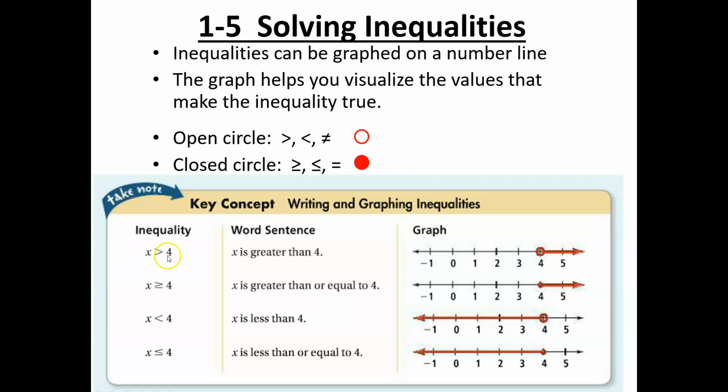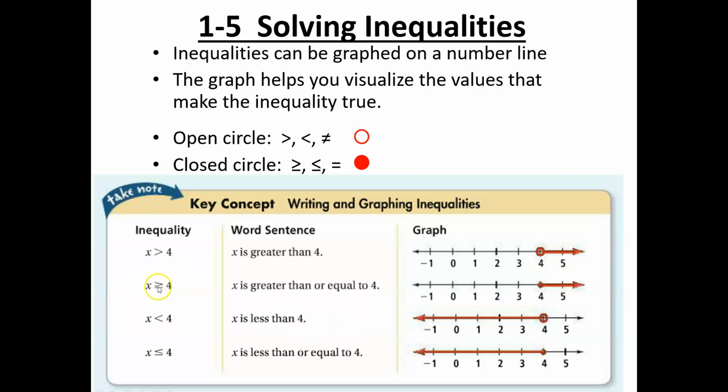We have x is greater than 4. Because it's just greater than, we use the open circle. And then we look to include the numbers that are greater than 4. So you say, okay, there's 4. Which is greater than 4? Is it 5 or 3? Well, 5 is greater than 4. So we would include those numbers. We'd put the arrow over it.